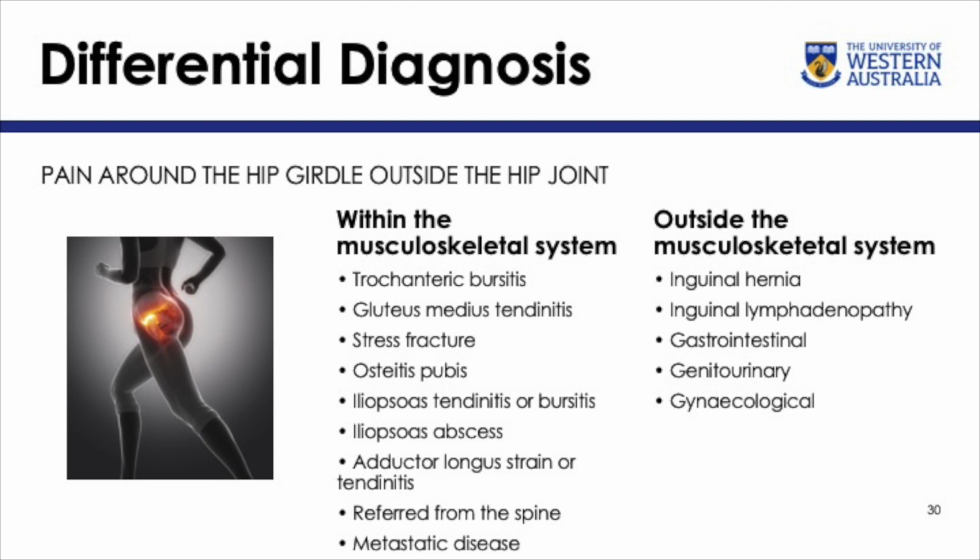Pain can be referred from the spine, or it can be a metastatic disease in the pelvis or in the femur. Do not forget pain originating outside the musculoskeletal system, such as from inguinal hernias or lymphadenopathy. Gastrointestinal, genitourinary and gynecological causes also should be considered.